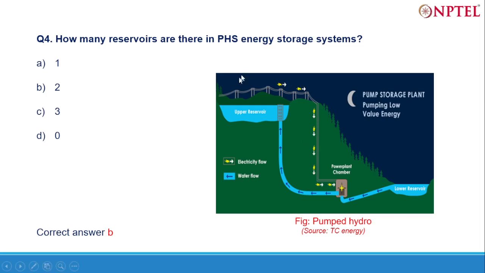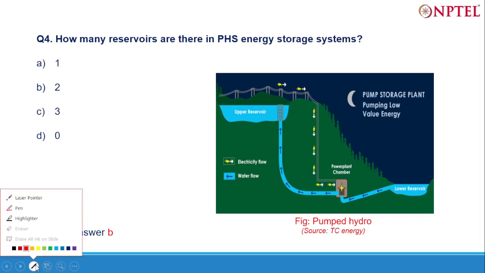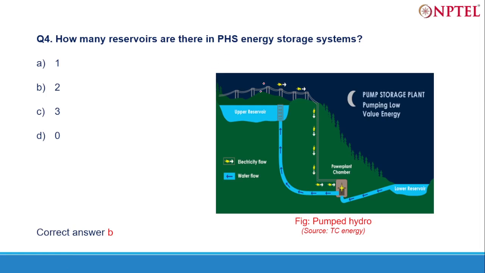Okay, so in question 4, this is a simple question which we discussed earlier also. How many reservoirs are there in the PHS energy storage system? PHS is basically pumped hydro energy. Why is it an energy storage system? Because we store energy in the form of a reservoir. We discussed in the previous slide how many reservoirs there should be. One is the main reservoir through which the water flows to the turbine and we take it out in the form of electricity. Then the water which passes through the turbine gets stored in the lower reservoir.